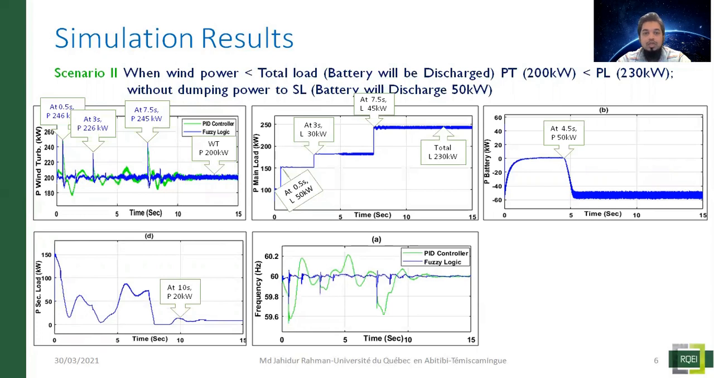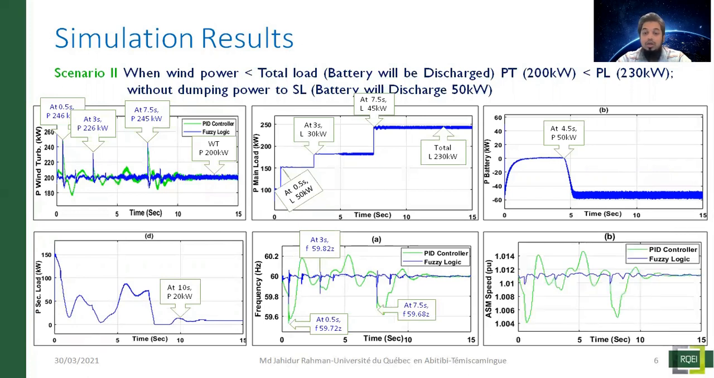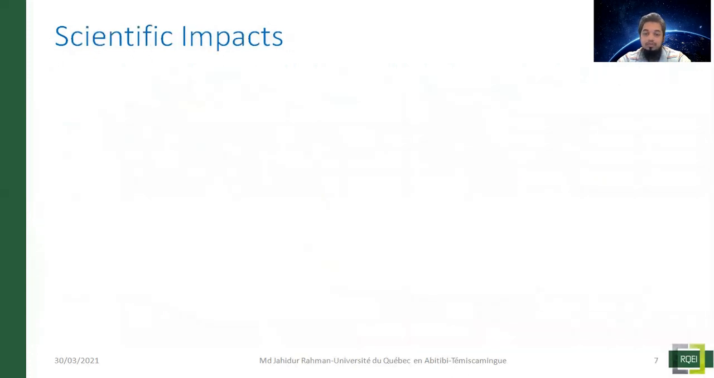Due to the extra load of a different type, the frequency is dropped here using the PID controller. But using the fuzzy logic controller, we have seen the frequency is improved as well as the transient time of the frequency is improved as well. Here, the asynchronous speed of the wind turbine is significantly reduced using the fuzzy logic controller.